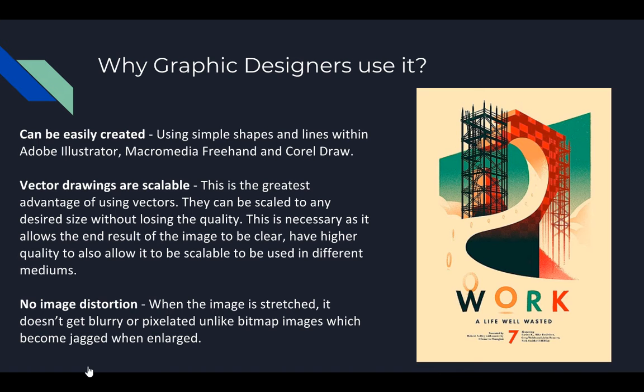So some positives for a vector is it can be easily created. This is because it only mainly uses shapes and lines, whereas it doesn't need hand-drawn and heaps of detail. It can be scalable, so this means that it can be enlarged or shrunk. And what's really good about this is that when the size is changed, it doesn't necessarily affect the quality of the image as much as, for example, just a JPEG.